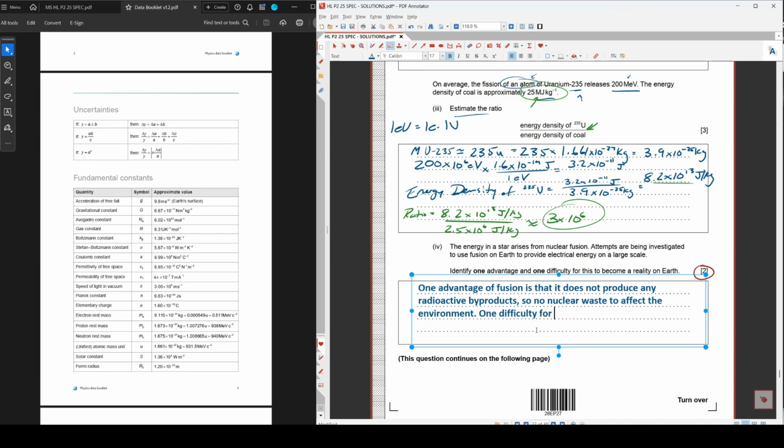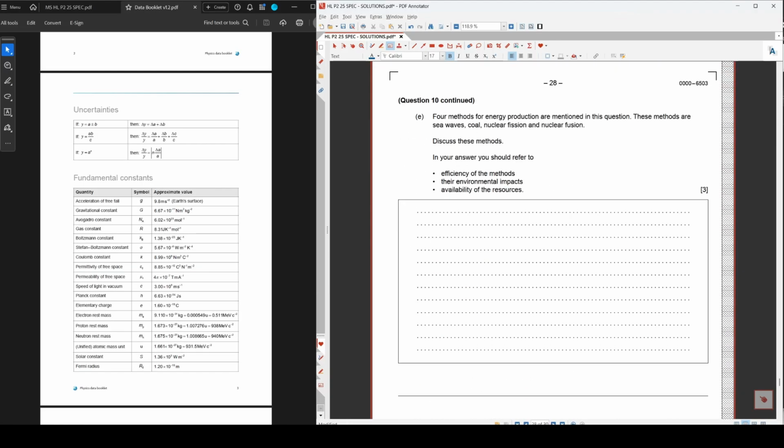for fusion on Earth is, again, there's a couple things you could say here. It's got to be super hot, so let's say, containing the hot plasma for the reaction. Something like that. Okay. There's two things. Be careful. They say identify one advantage and one difficulty. Do not list a bunch of things to show how smart you are and how much you know about fusion. They will not give you credit for it. They might even penalize you for it because you're not doing what they asked.